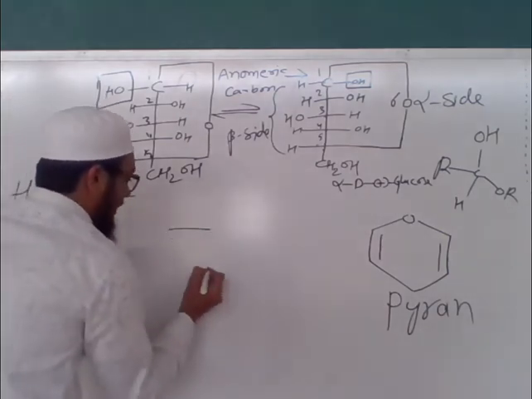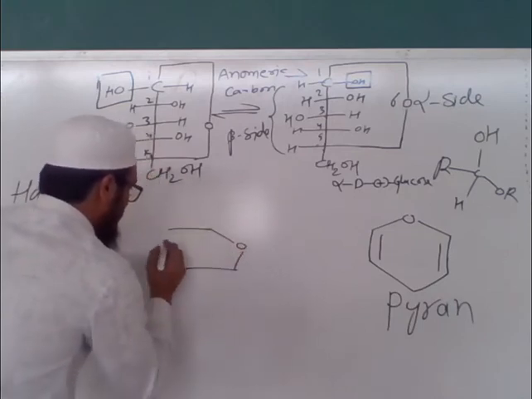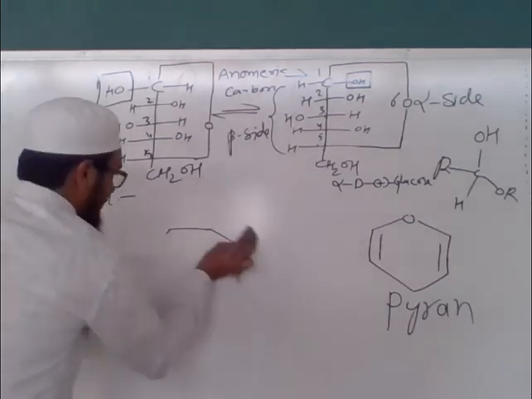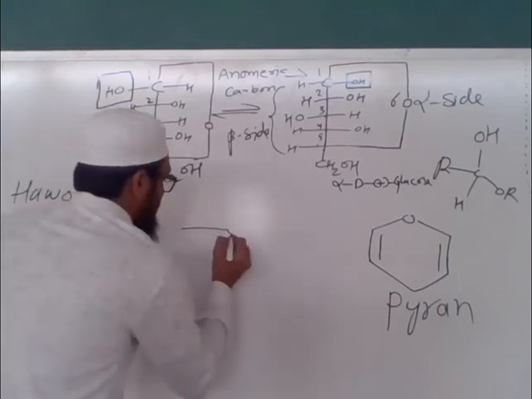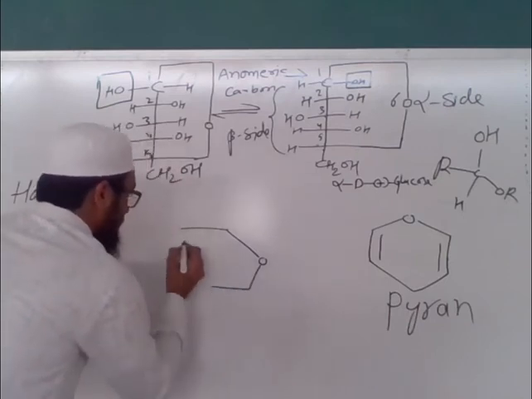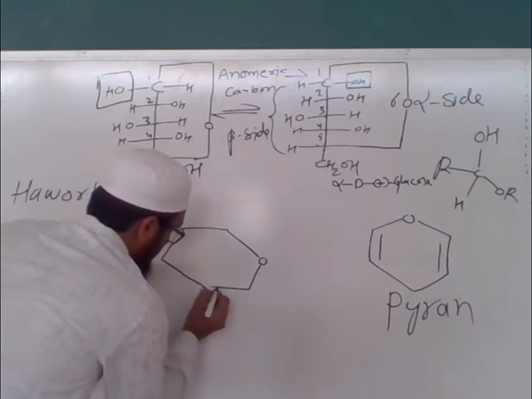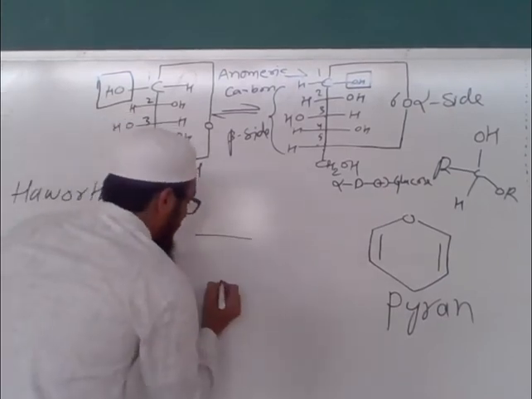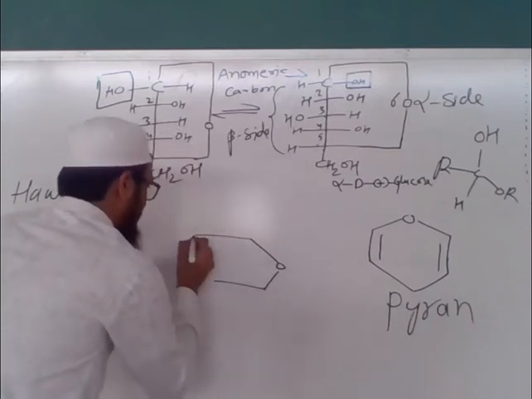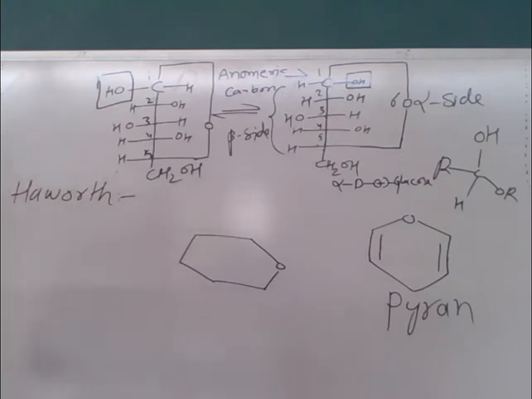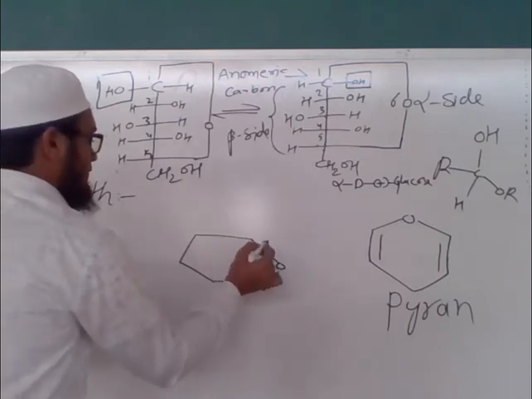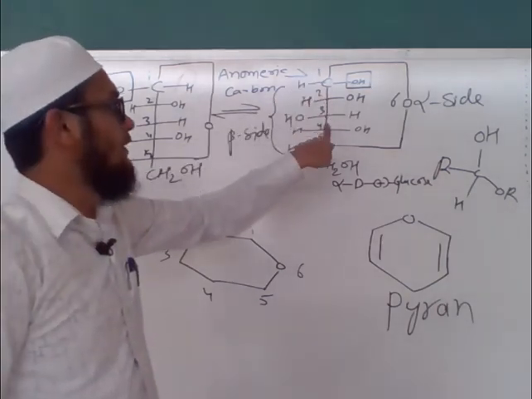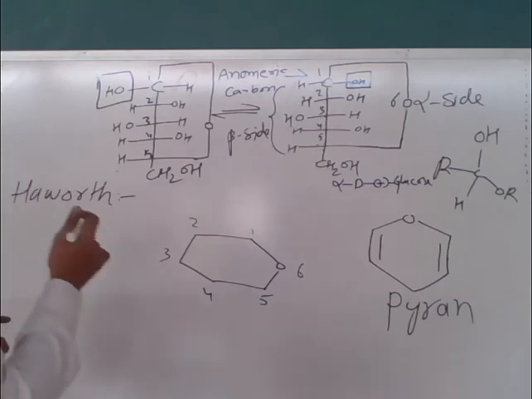So let's move towards our 6-membered ring. Okay, this is our 6-membered ring. Let me write it properly. Oh, again I made a mistake. Okay, this one is our 6-membered ring. 1, 2, 3, 4, 5, and this is 6. Okay. First carbon.